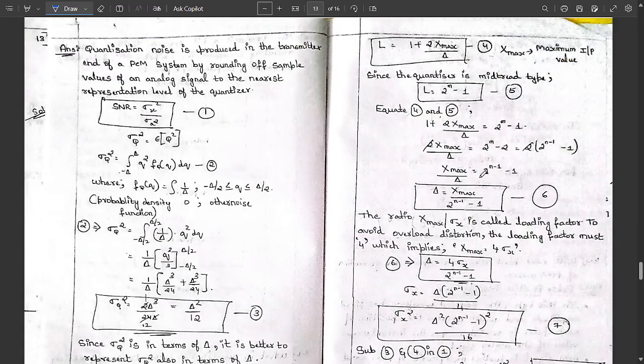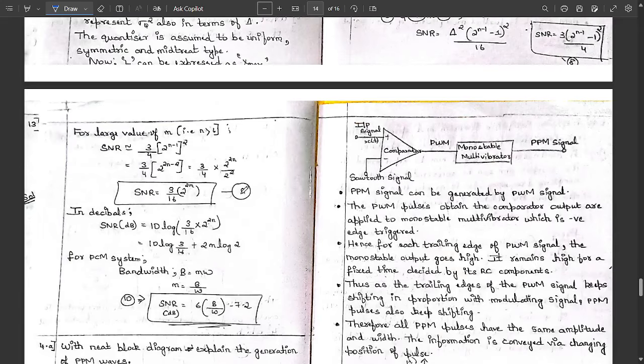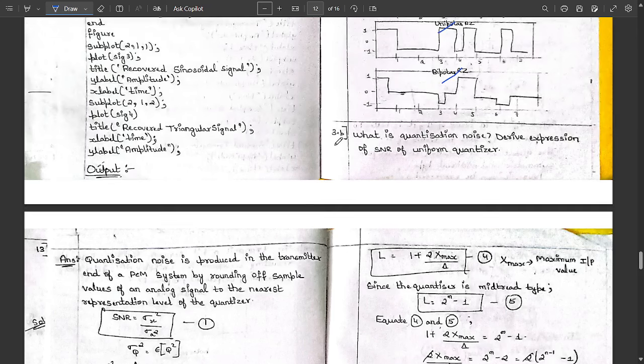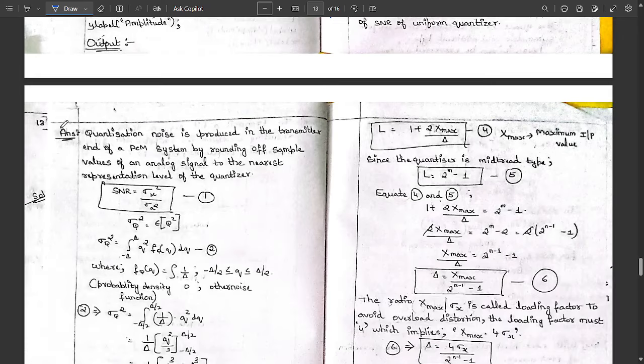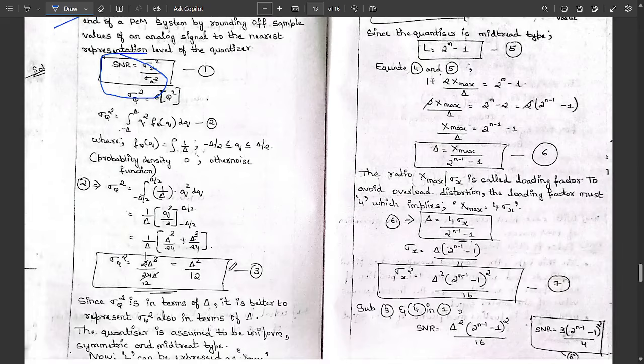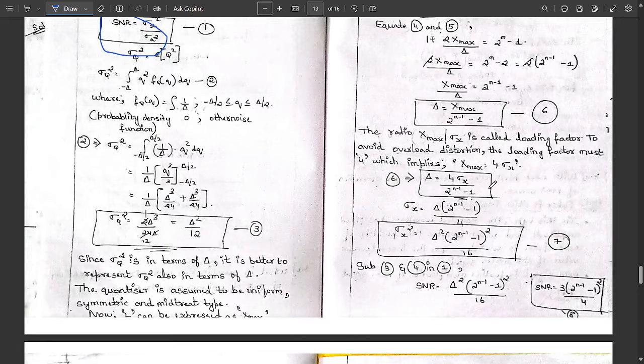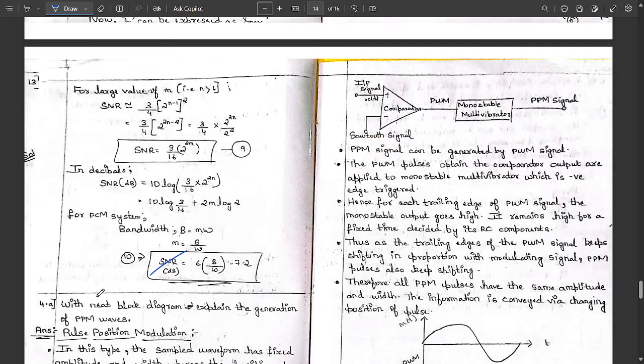One more thing is the derivation of the SNR, signal to noise ratio, in case of a uniform quantizer. This question is repeated multiple times: what is quantization noise, and derive the expression for the SNR of a uniform quantizer. Write the definition of quantization noise and the relationship of signal to noise ratio with respect to the quantizer, that is sigma x square divided by sigma q square. This is the full derivation here, derived beautifully; each step you would understand by seeing the derivation. The final expression for the SNR of a uniform quantizer is 6N plus 1.8 dB.